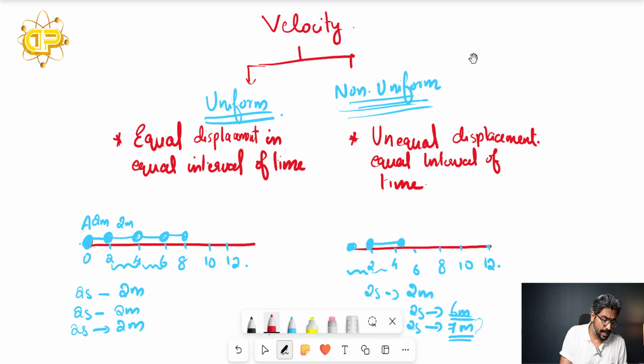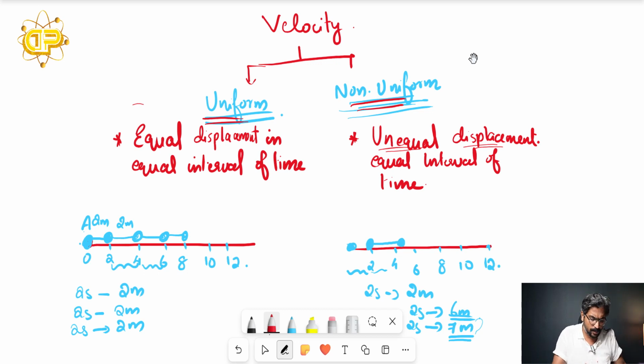Uniform velocity is defined as: whenever an object has equal displacement in equal intervals of time, however small the intervals may be, then we call it uniform velocity. Whereas if an object has unequal displacement in equal intervals of time, however small the intervals, then we call it non-uniform velocity. Here also the definition has the same structure, but you need to change distance to displacement.